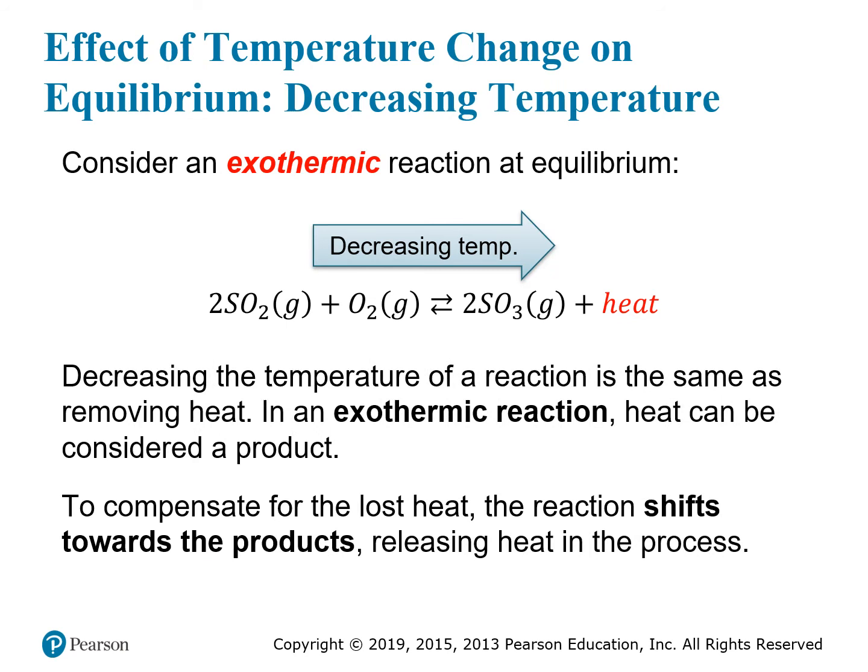Decreasing the temperature of an exothermic reaction, however, will cause the reaction to shift to the right, because now the system is trying to replace the heat that you've taken away by generating new heat of its own. So decreasing the temperature of an exothermic reaction shifts the reaction towards the products.